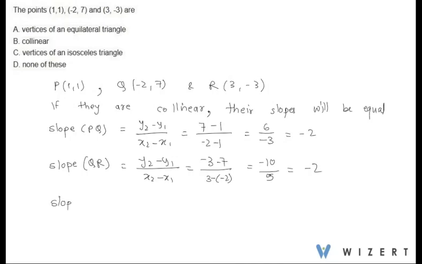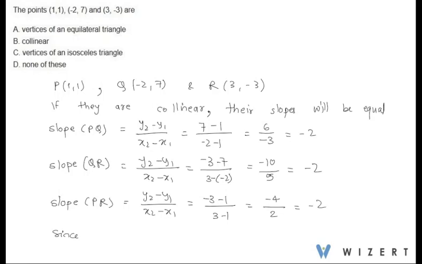Now last, let's check slope of PR, which is again equal to (y2 minus y1) upon (x2 minus x1), which is equal to (-3 minus 1) upon (3 minus 1). So that is -4 by 2, which is -2.